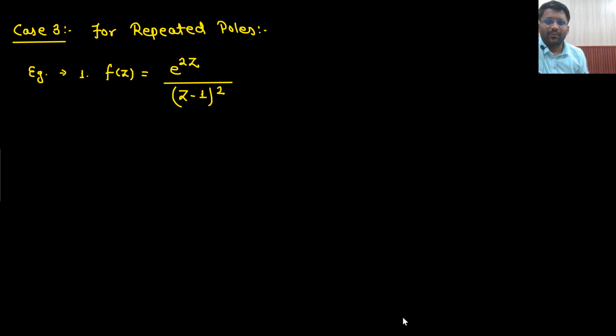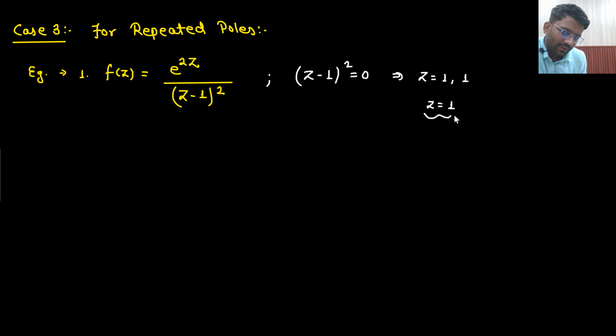Yeah, welcome back. So we have been studying about residues. Now we need to study the residues for repeated poles. So can you see this function f of z equals to e to the power 2z upon z minus 1 whole square? Where will be the singularities? So singularities would be when your z minus 1 whole square equals to 0. So sir, I will get the singularity at z equals to 1 and z equals to 1. What does that mean? That means, sir, z equals to 1 is a repeated pole. It is a pole, sir, but it is a repeated pole.